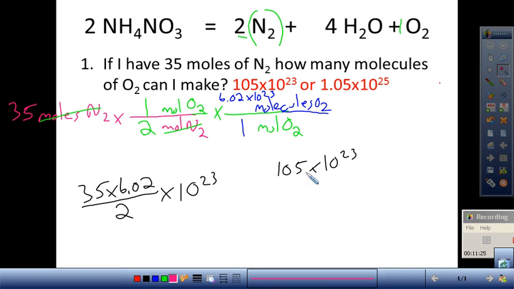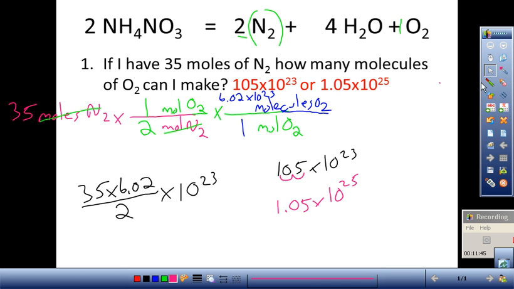Okay, proper scientific notation says I take this decimal, I move it over 2 spaces. This number just got smaller, so to compensate, this has to get larger. So I made that smaller by 2, this has to get larger by 2. So make sure you know how to answer both of those, or put both of those.